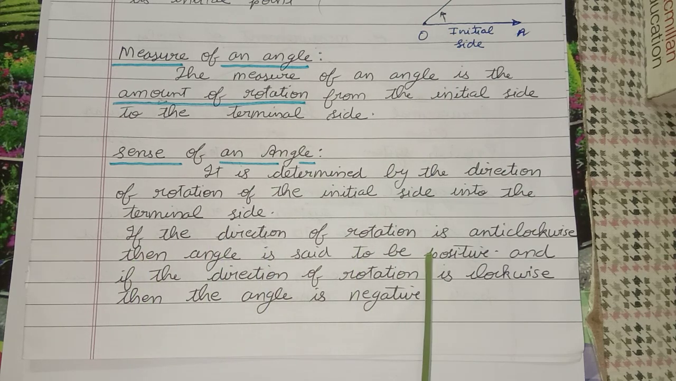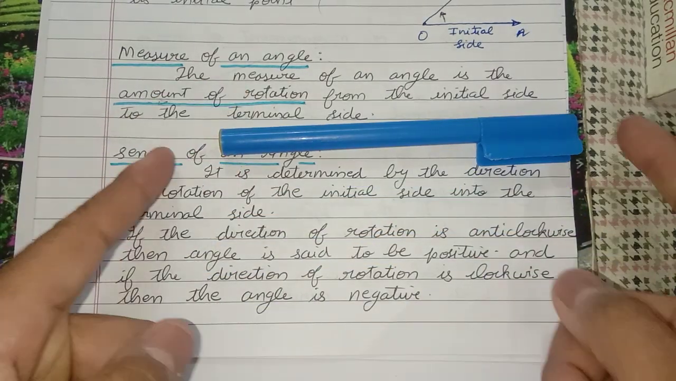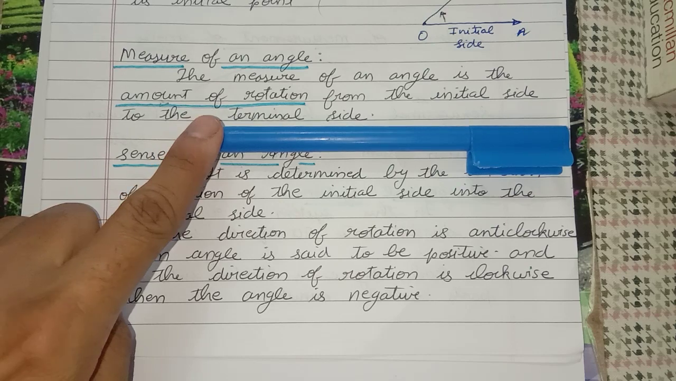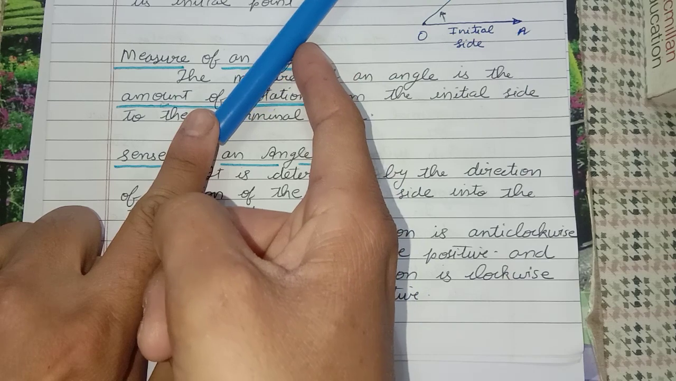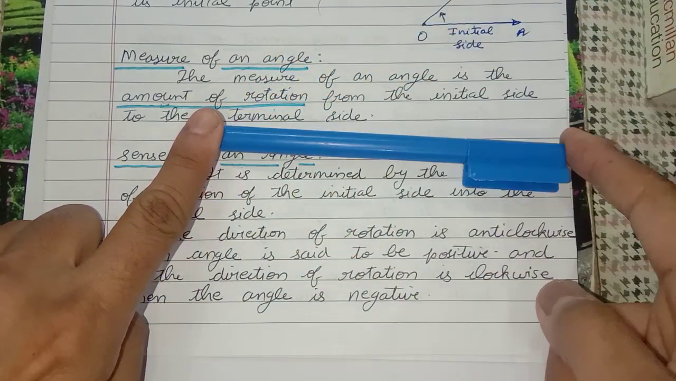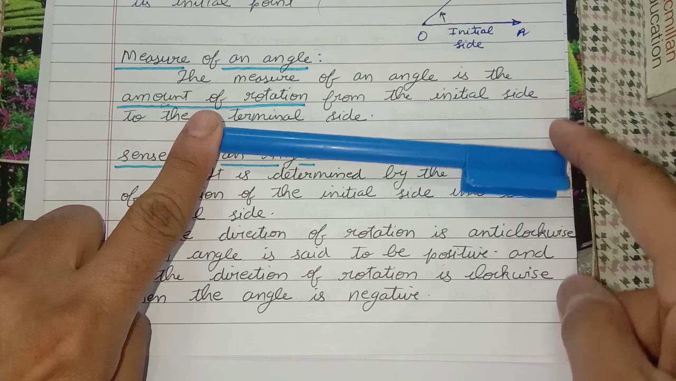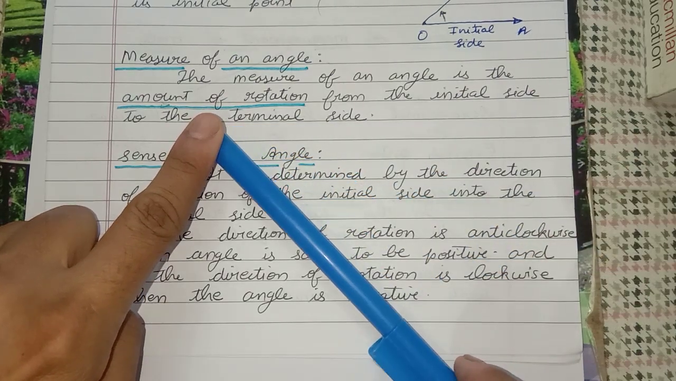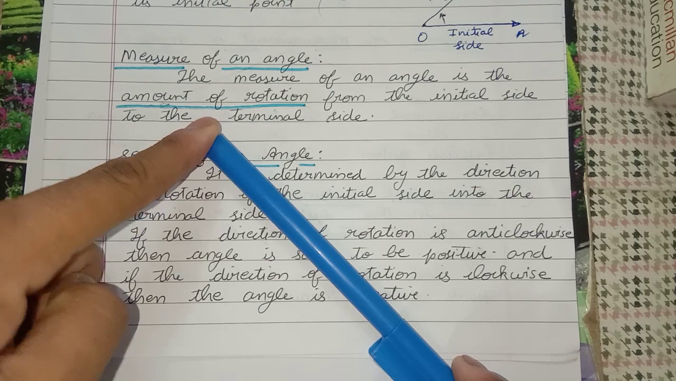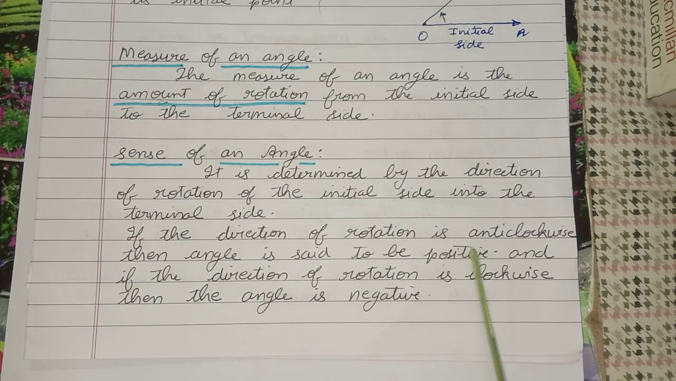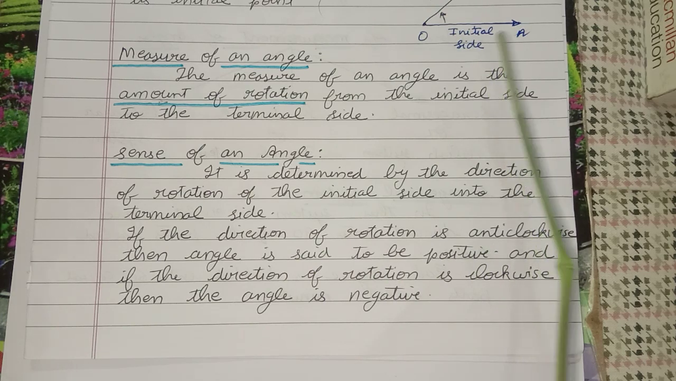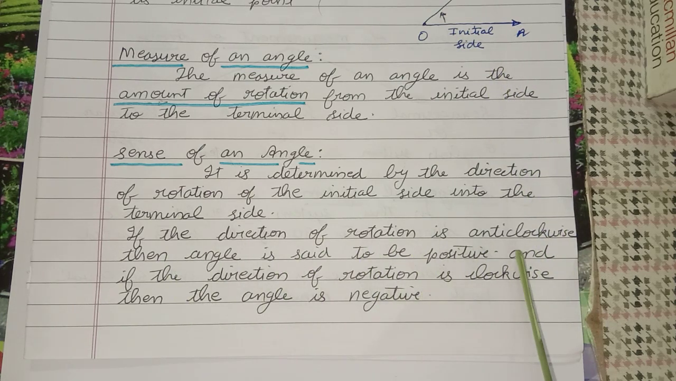If the direction of rotation is anti-clockwise, just focus on this pen again. This is my initial side and this point is fixed. Now if this ray is rotates anti-clockwise, or the other way around, if I keep it this way and rotate it clockwise, there are two conditions. Now we'll read whatever is written. If the direction of rotation is anti-clockwise, the way it is shown in this figure, then the angle is said to be positive.